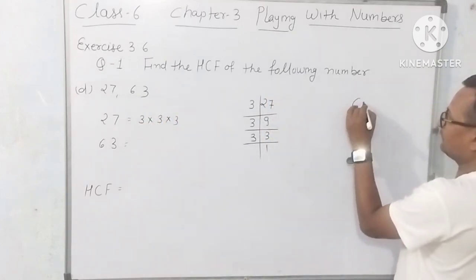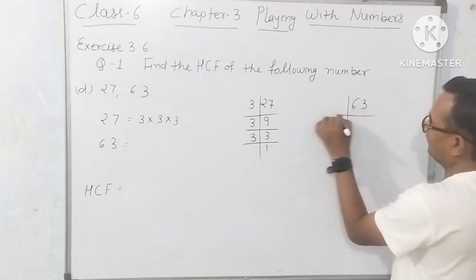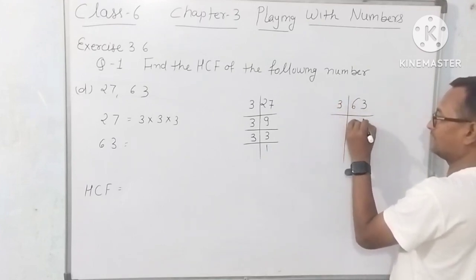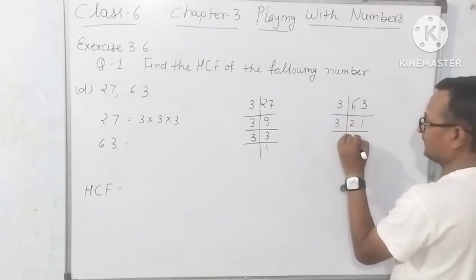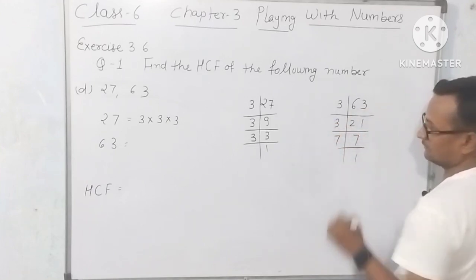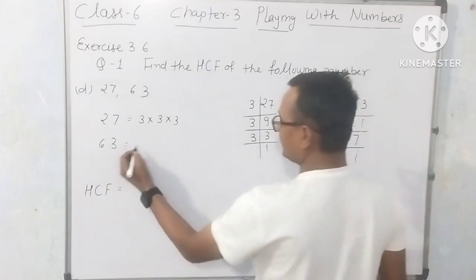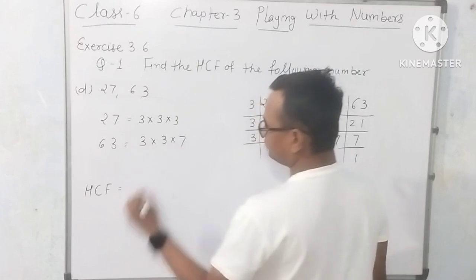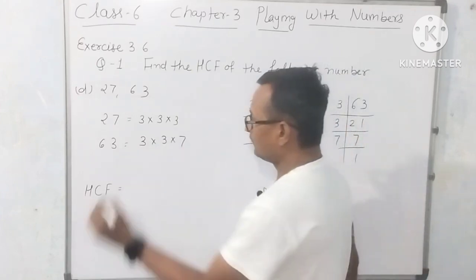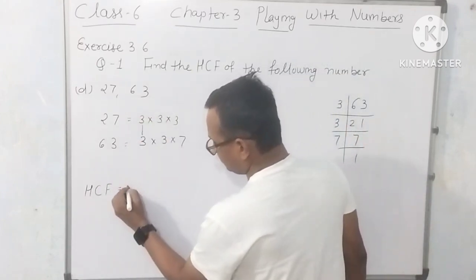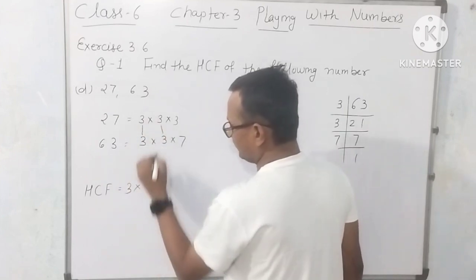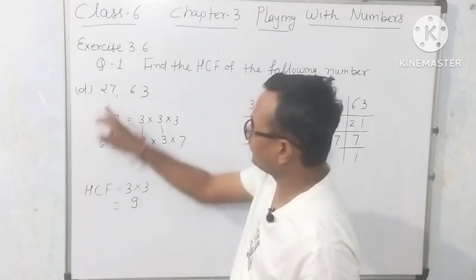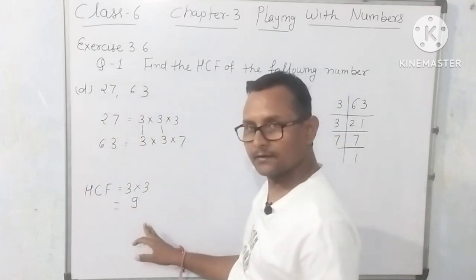Again we do the same thing for 63. 6 plus 3 is 9, so it is divisible by 3. 3 2s are 6, 3 1s are 3. 3 7s are 21, 7 1s are 7. So the prime factors of 63 are 3 into 3 into 7. Now we have to make a pair, 3 and 3. So 3 into 3 equals 9. So the HCF of 27 and 63 is 9.